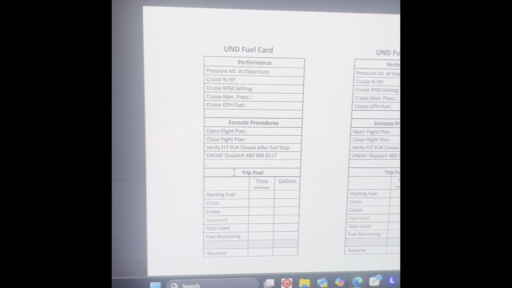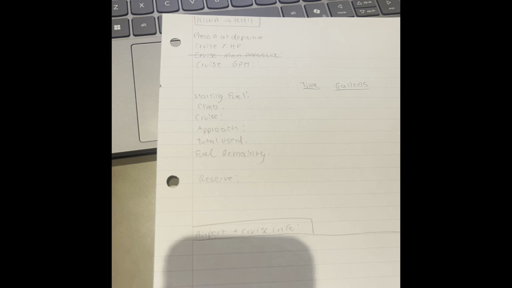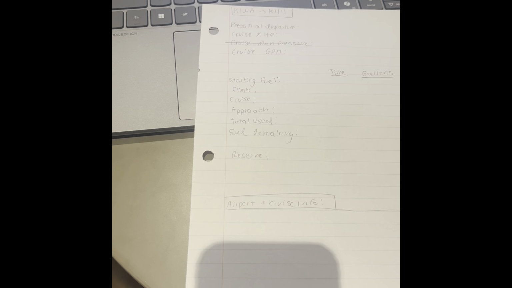So the first thing that I did was I just copied everything down from this UND fuel card onto this piece of paper. So you have your pressure altitude at departure, cruise horsepower, gallons per hour, all the rest of that stuff. And the first thing that you're going to do is gather information about the airports that you're going to. So here I have my departure airport, my destination airport, and my cruise.